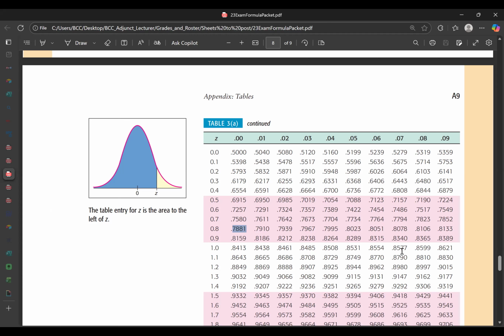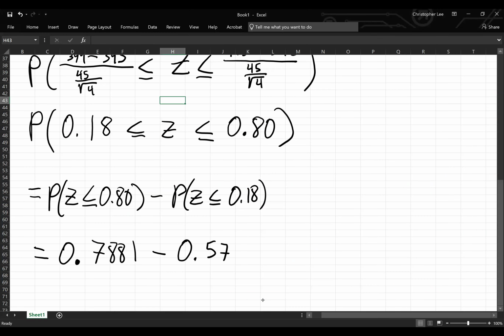I got you. We gonna do some more. 0.5714. So after this, you just subtract. That's all you have to do. All right, so look, this is 0.7881 minus 0.5714. So I got 0.2167.